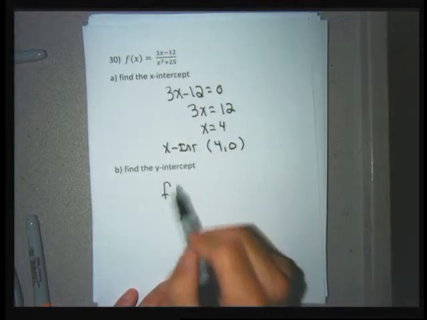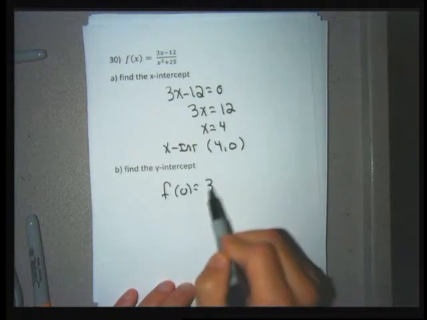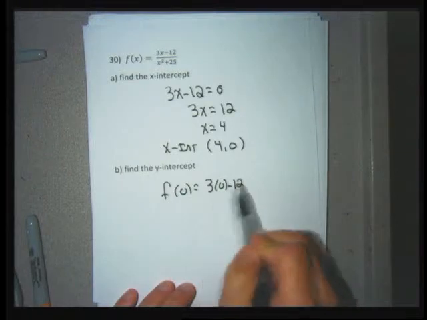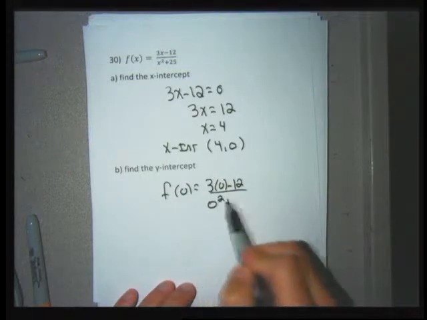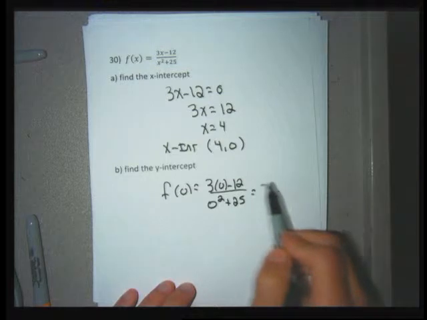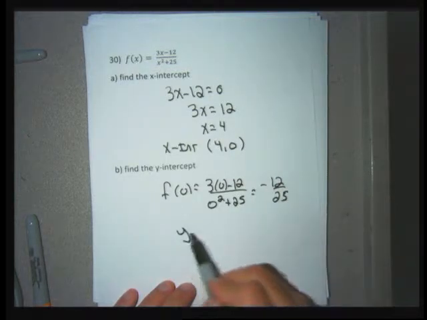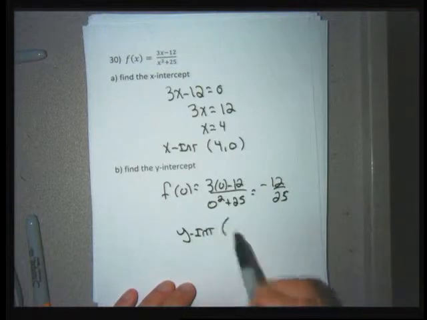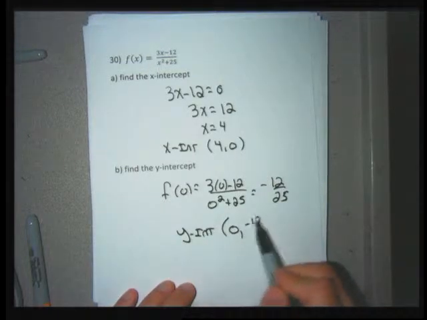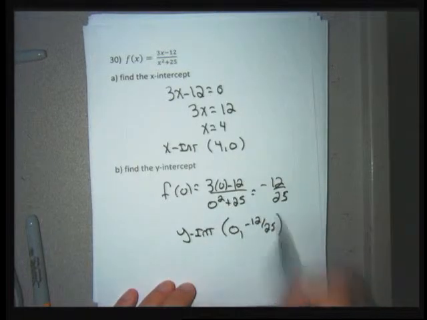For the y-intercept, I'm going to go f of 0 equals 3 times 0 minus 12 over 0 squared plus 25. It's going to give me negative 12 over 25, which is a fraction that doesn't reduce. It's going to be at the point (0, negative 12 over 25).